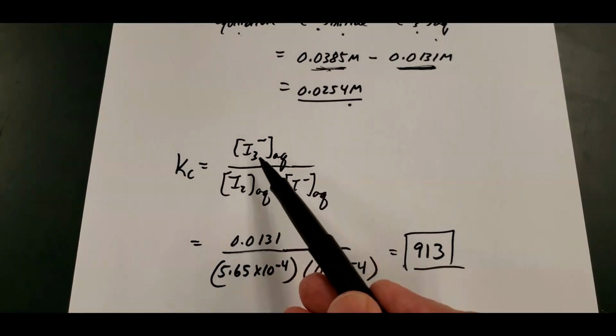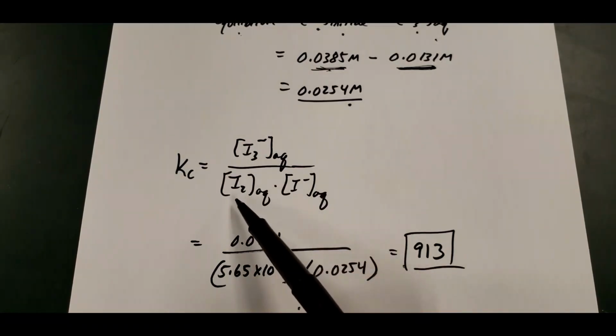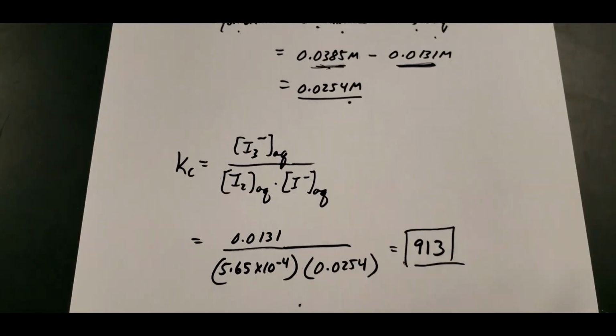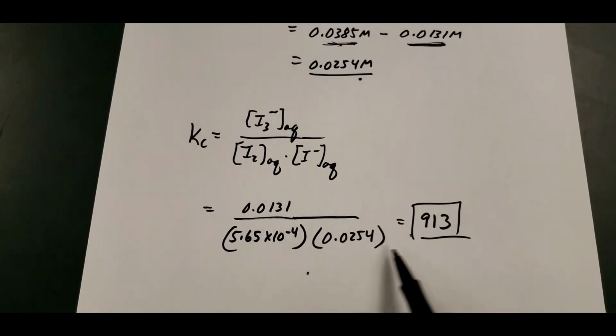Kc is the triiodide divided by the iodine and divided by the iodide. We went through this whole thing to get these three numbers. We put them in, and for the first one I get 913 for the Kc. It's a little high compared with what I know to be the actual value, but it's going to be in the hundreds, and that's fine for what we have here.